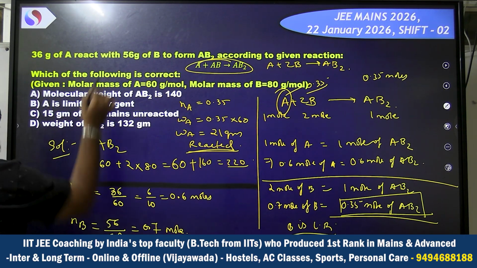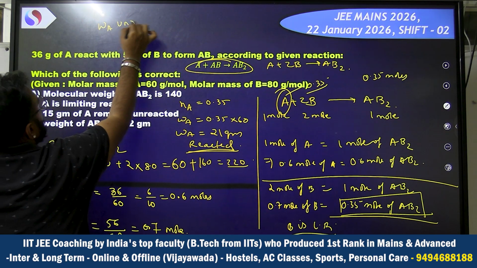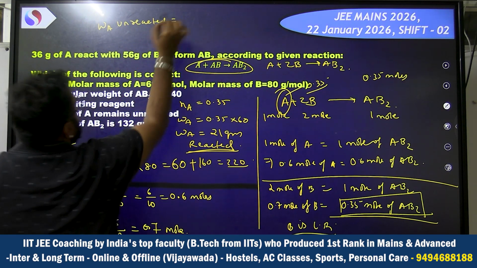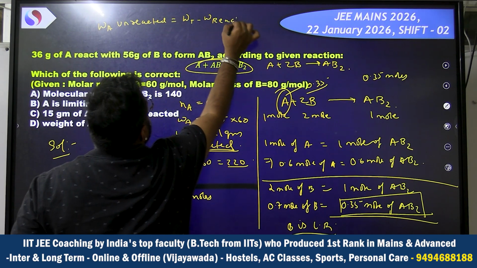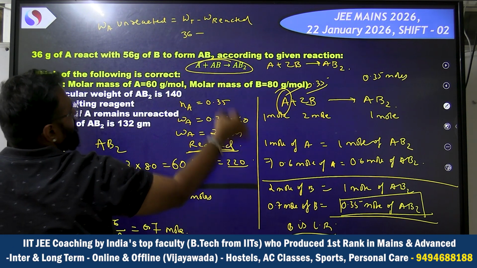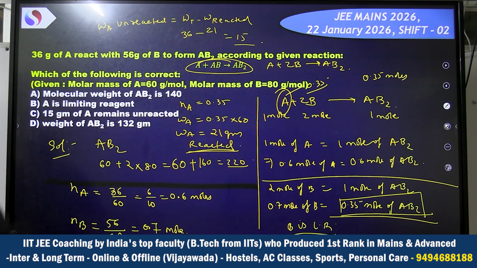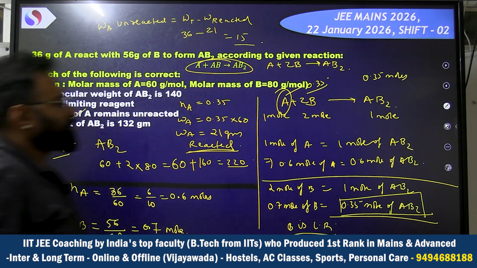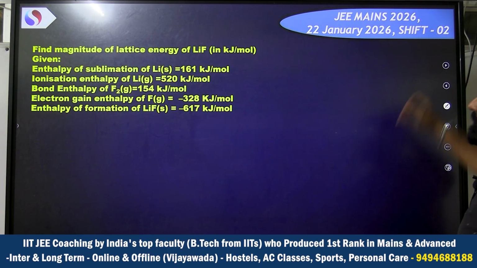So the question is asking unreacted. So weight of A unreacted will be equal to total weight minus weight of reacted. What is total weight? 36 gram. And weight reacted is how much? 21 grams. So remaining is 15 gram. Option number C is the correct option in this question. Moderate question this was. Next question.